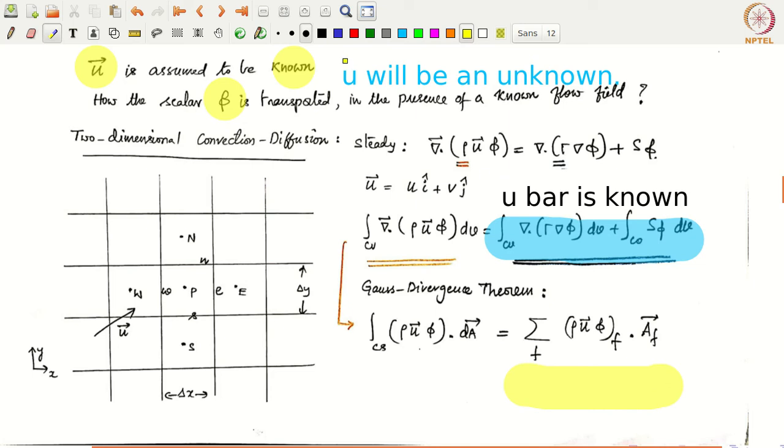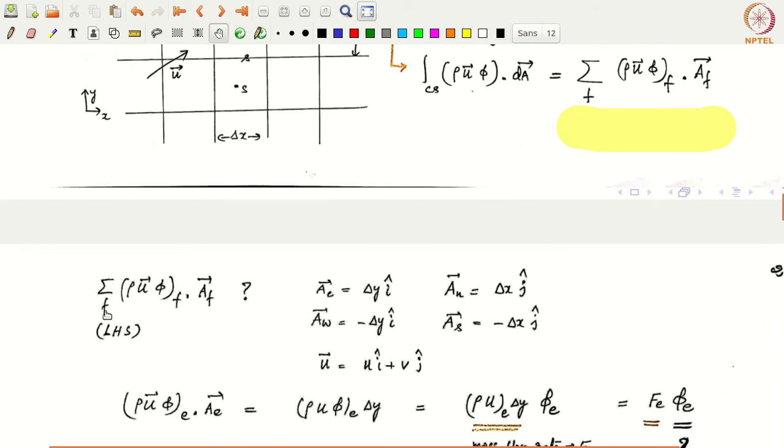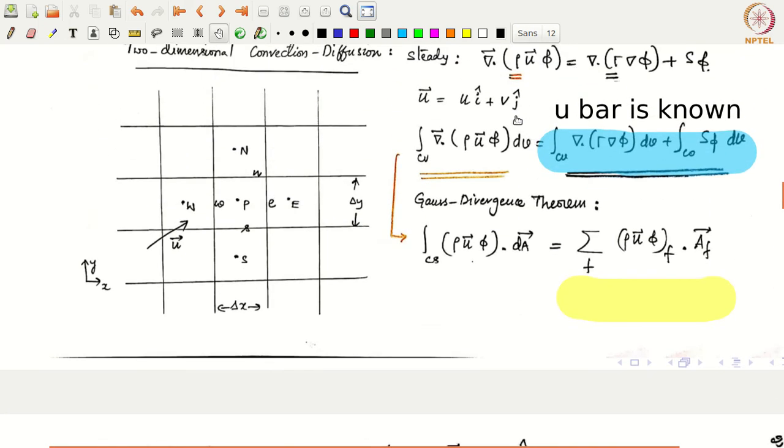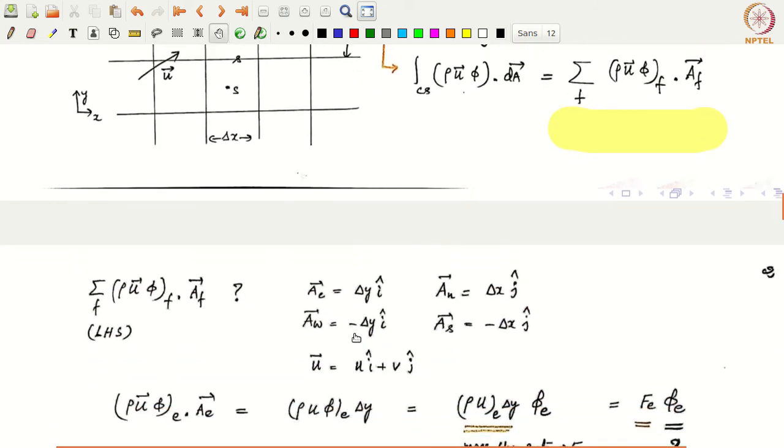Okay, so let's move on with this quantity. We can rewrite it as sigma f of rho u bar phi f dot A f bar. We also have to realize that this particular term is on the left hand side of the original equation. The entire diffusion and source terms are on the right hand side, whereas this convection term is on the left hand side. This is important because when we assemble the coefficients later on, we have to know on which side of the equals sign this term is, because only then can we get the coefficient signs correctly.